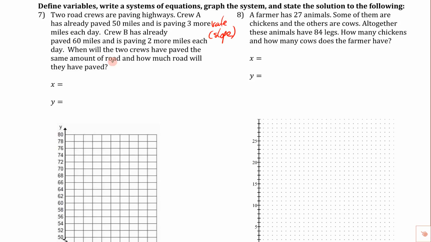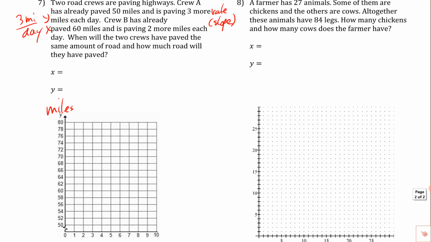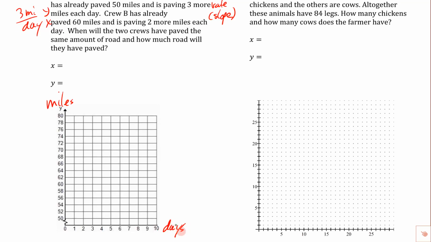When will the 2 crews have paved the same amount of road, and how much road will be paved? So on this problem, I'm going to write off to the side, this is 3 miles per day. That's going to be the y, and that's going to be the x. So we've got miles in this direction. We've got days in the other direction. We're declaring those variables, so we're saying x represents days and y represents miles.